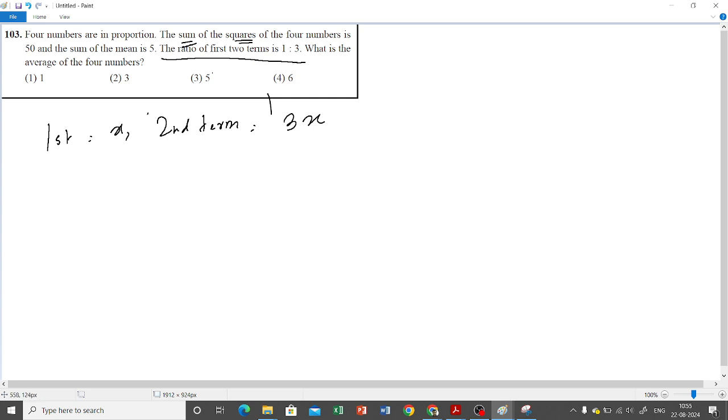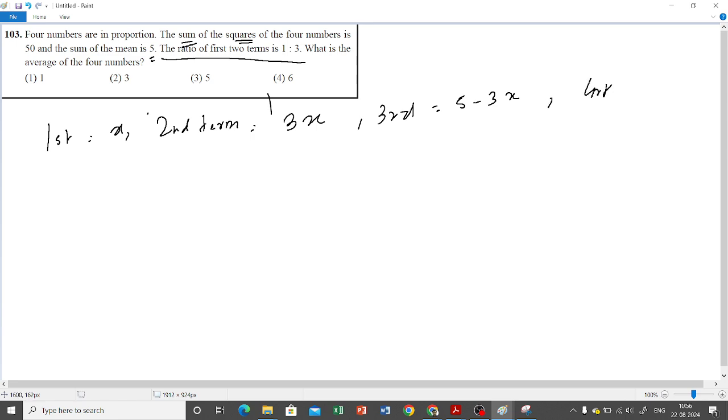Now, the sum of the mean is 5. That means the sum of the second term and the third term is 5. So, what is going to be the third term? 5 minus 3x, right? Now, it is given that the four numbers are in proportion.